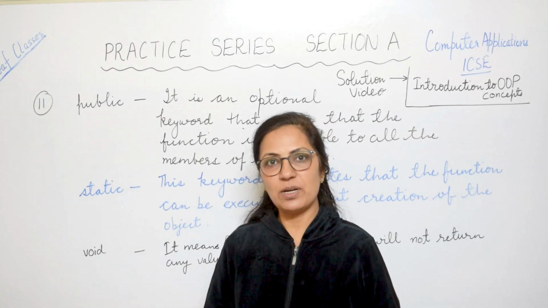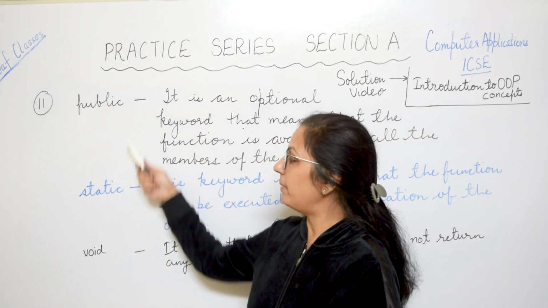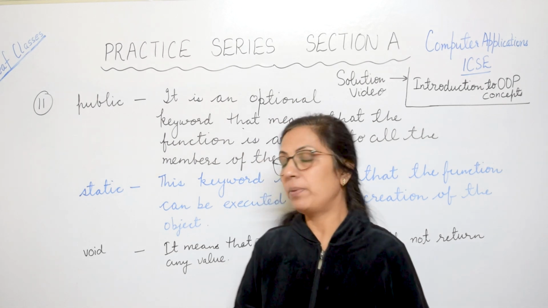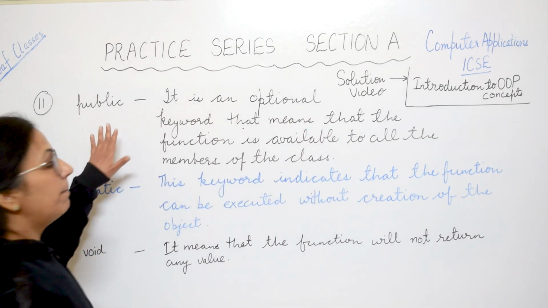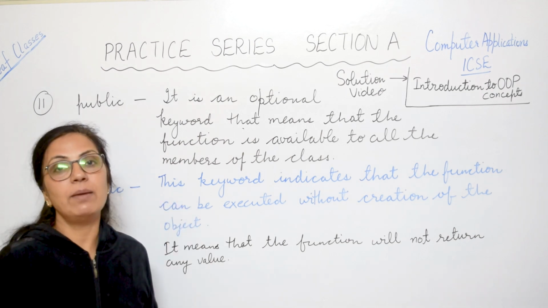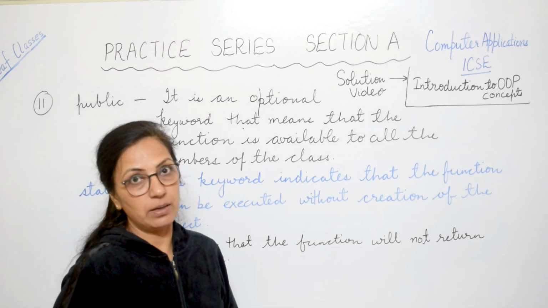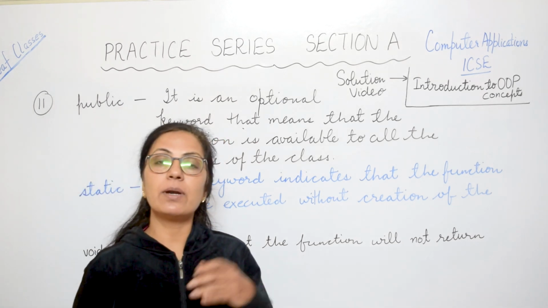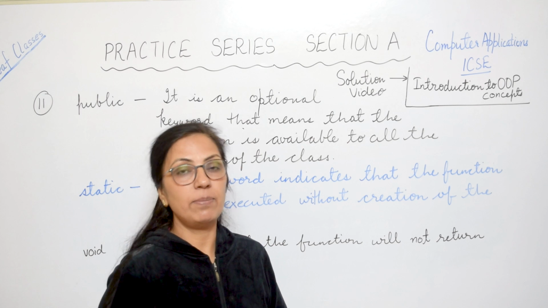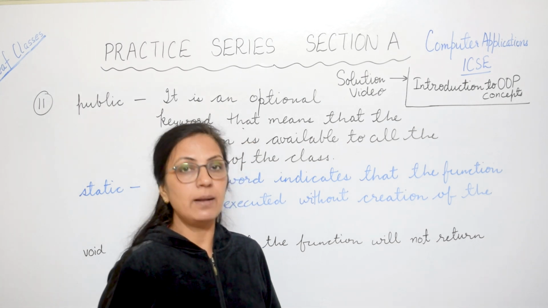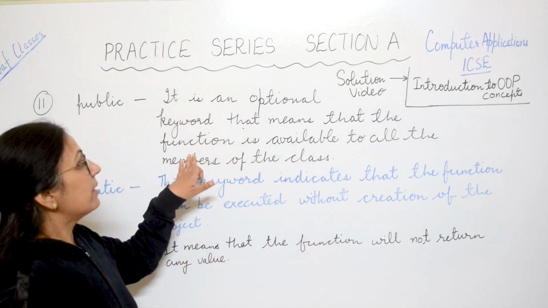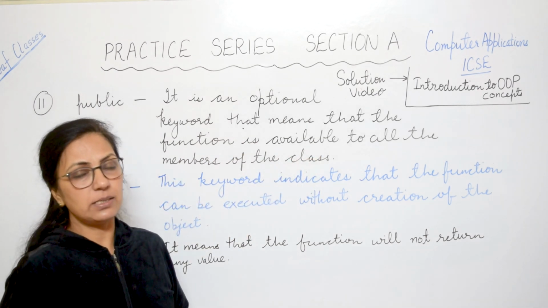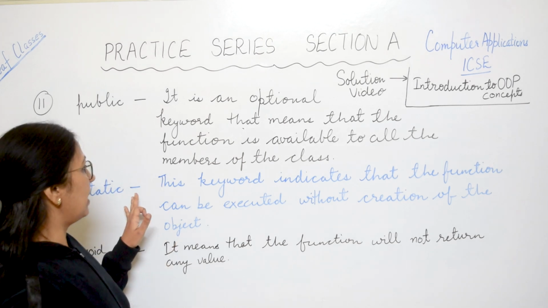Now we move on to question number 11, where the significance of public, static and void words is asked. This question I have taken from previous year questions. Public. Public means which is available to every member, right? So it is an optional keyword. If you don't write public before the function name, then also by default it is public. Public indicates that the function is available to all the members of the class. Public visibility means everybody can use that and can access that.